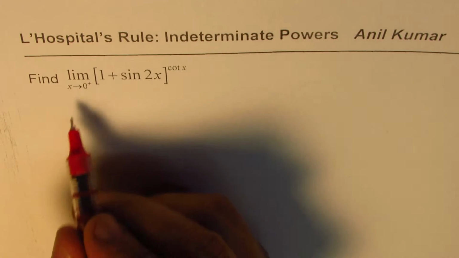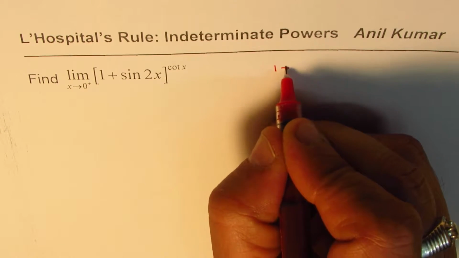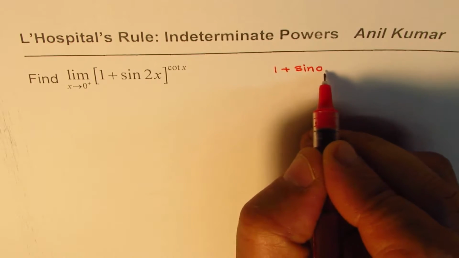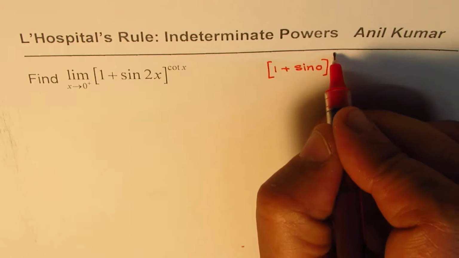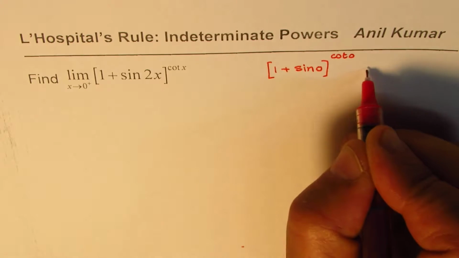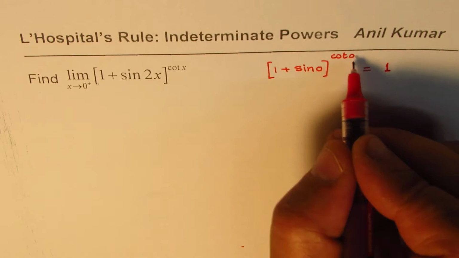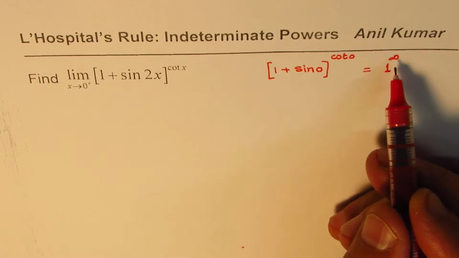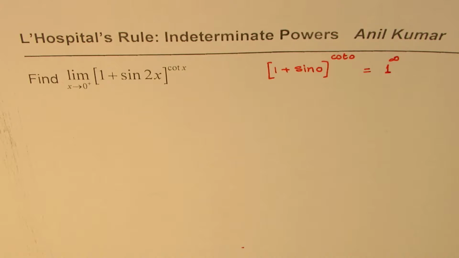not. So if I substitute 0, then what do I get? I get 1 plus sine 0, to the power of cot 0, right? Now sine 0 is 0, so we get 1. And cot 0 is infinity, so we get 1 to the power of infinity. 1 to the power of infinity is an indeterminate power, and this can be solved using L'Hopital's rule.